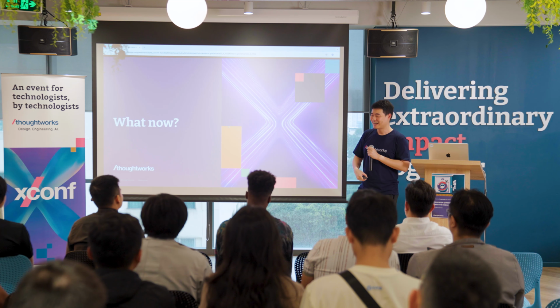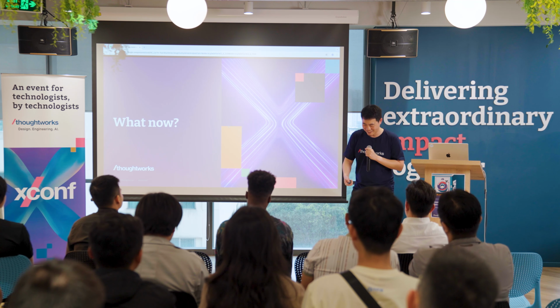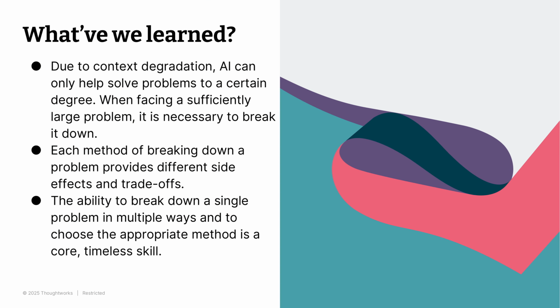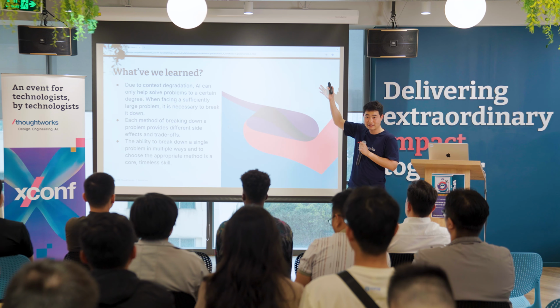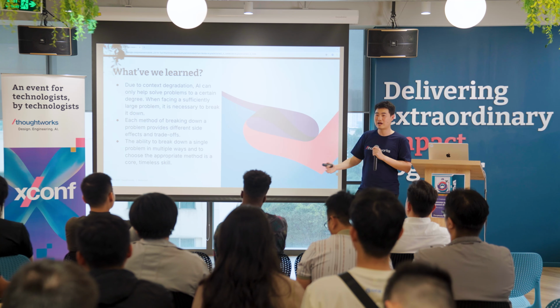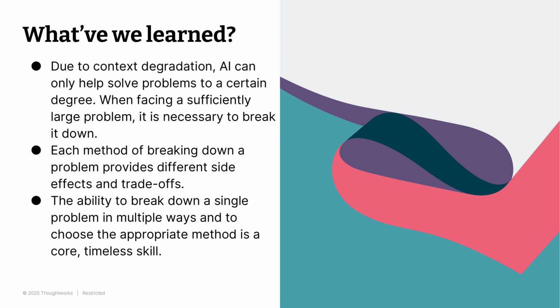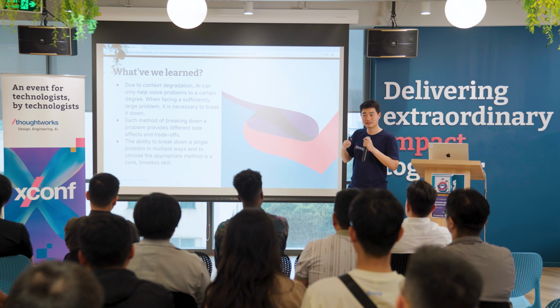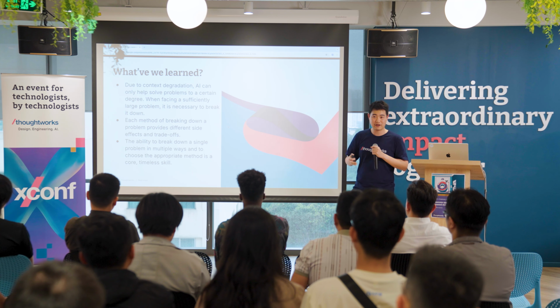So, after all this talk, what now for everyone? What have we learned? First, due to context degradation, we now established that AI can solve problems up to a certain size, but once a problem gets bigger than that, we need to break it down. And we learned that each method of breaking down provides different trade-offs. The ability of a software engineer, or for us, to break down one single problem into multiple solutions and choose the appropriate one, still remains valuable for us.